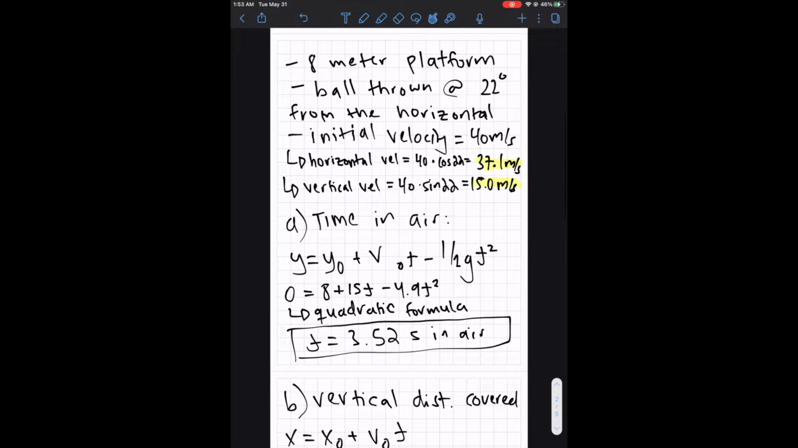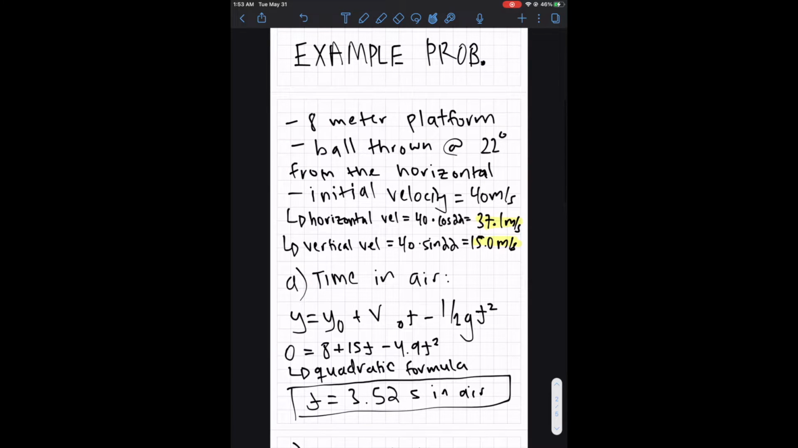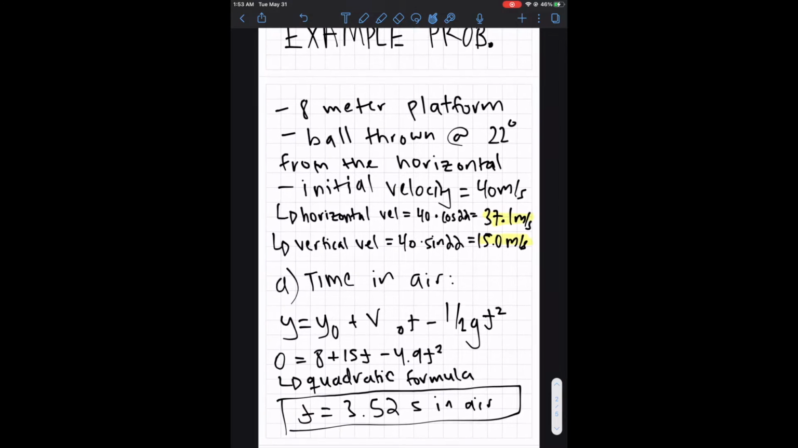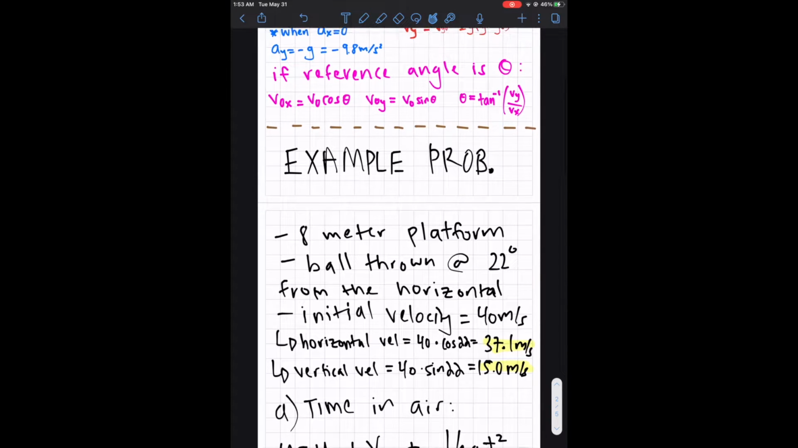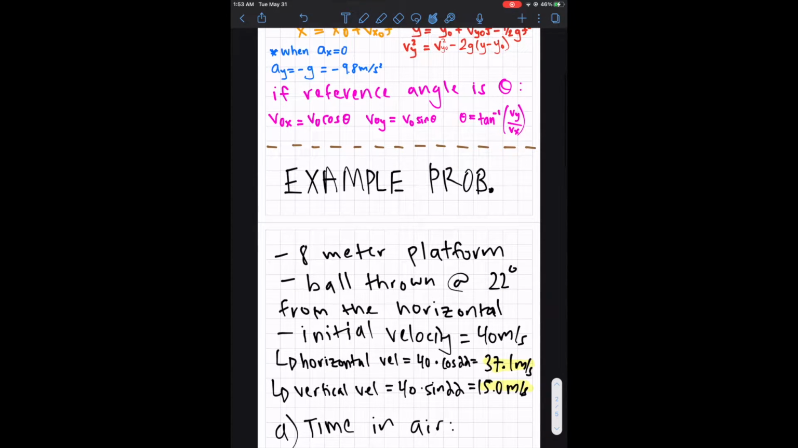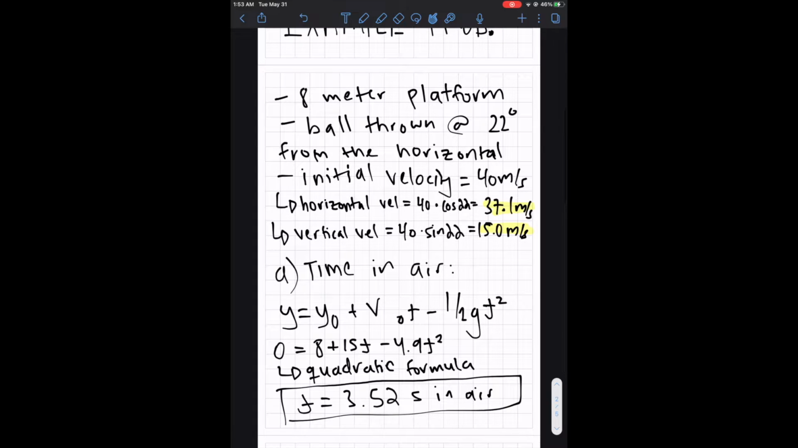So now let's take a look at our example problem. A ball is thrown at 22 degrees from the horizontal from an 8-meter platform, and the initial velocity at which it is thrown is 40 meters per second. So using the equations detailed above, once again, here they are in pink.